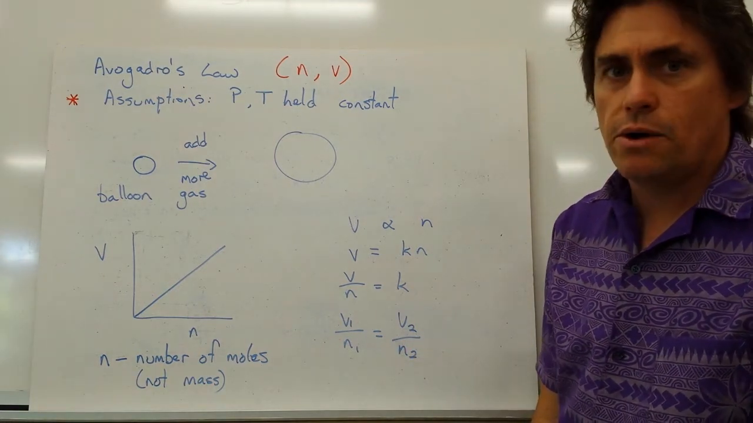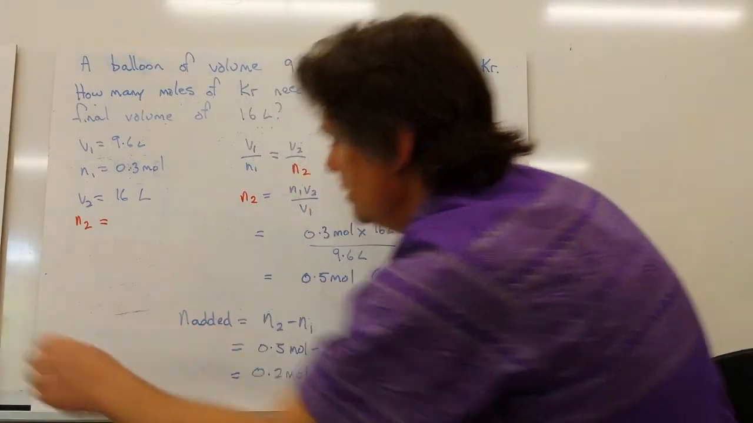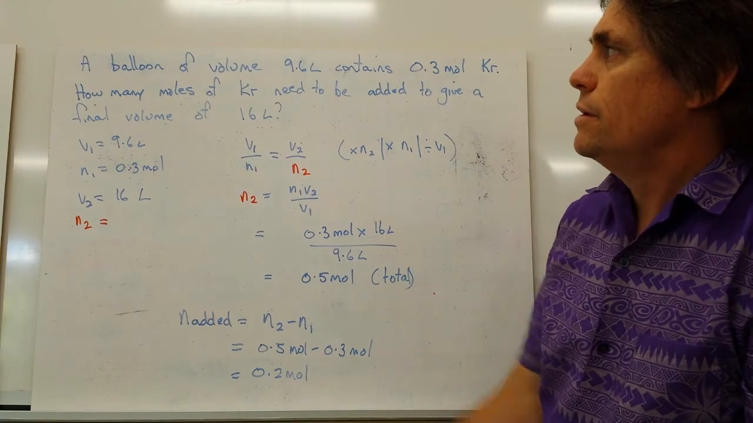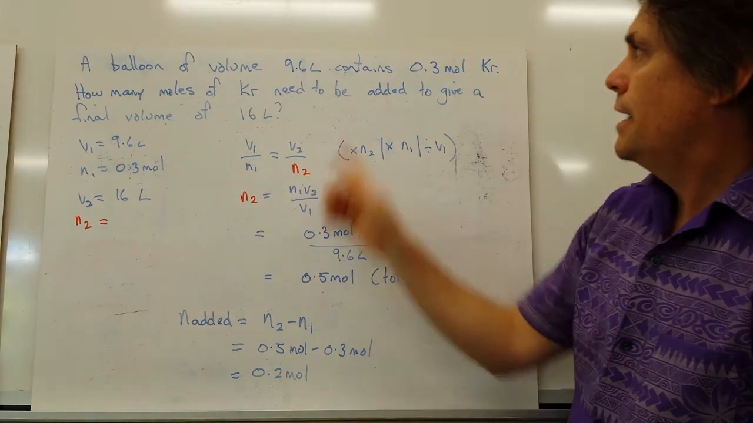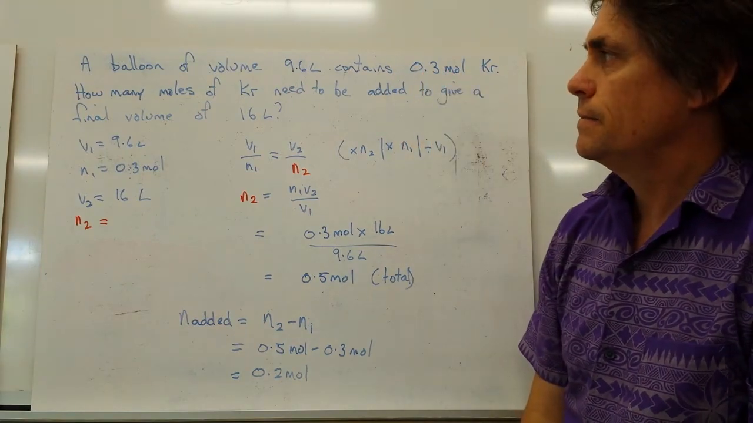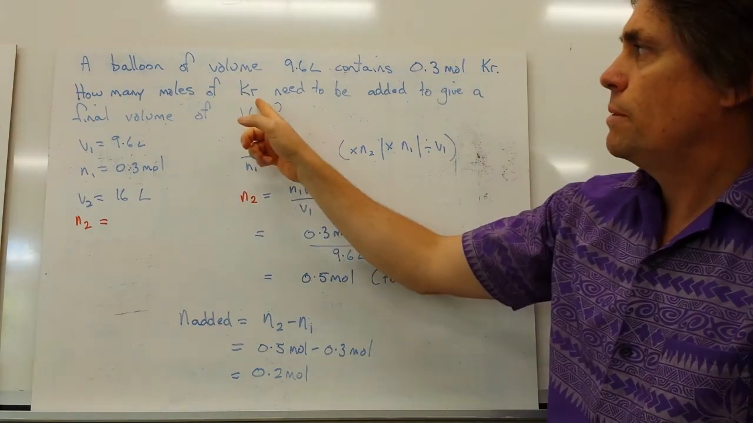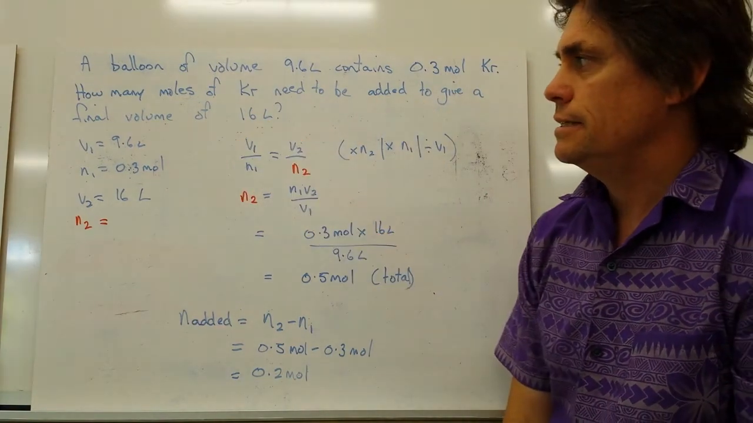Now, how do we use this practically? Well, let's have a look. Let's say we have this scenario. We have a balloon with an initial volume of 9.6 litres, and this contains 0.3 moles of krypton in this case. We're asked how many moles of krypton need to be added to give a final volume of 16 litres.